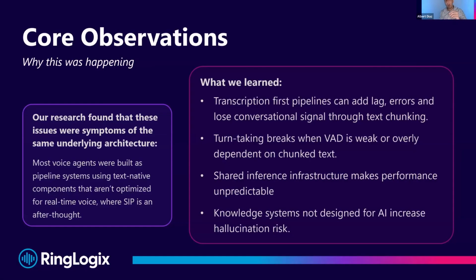So a pipeline system, what happens is the audio comes in and it gets transcribed. The transcription is sent over to the model. The model then interprets what's happening. The model gives you back text, and a text-to-speech vendor speaks it to you, like 11 Labs, right? And that process happens over and over and over.